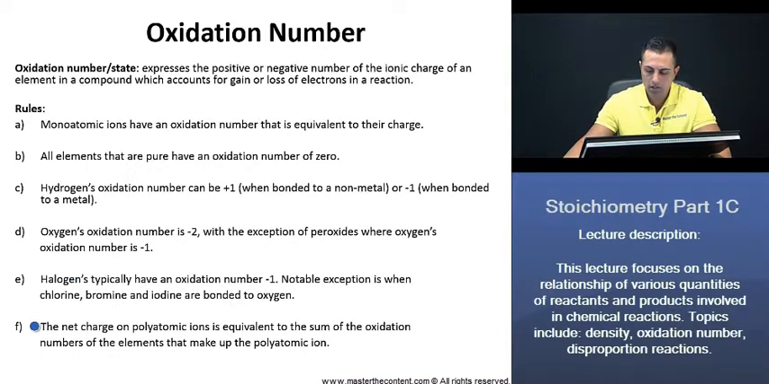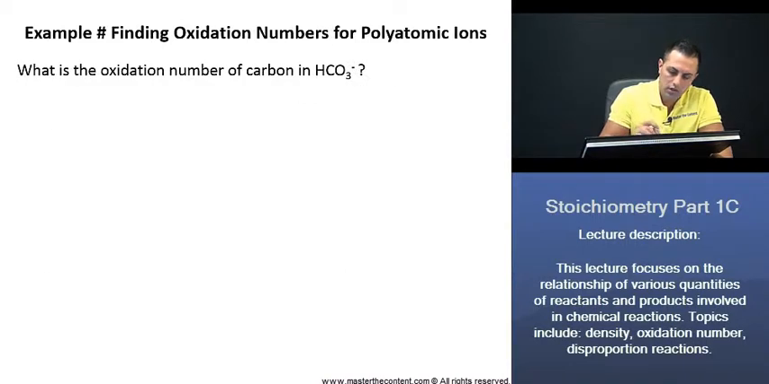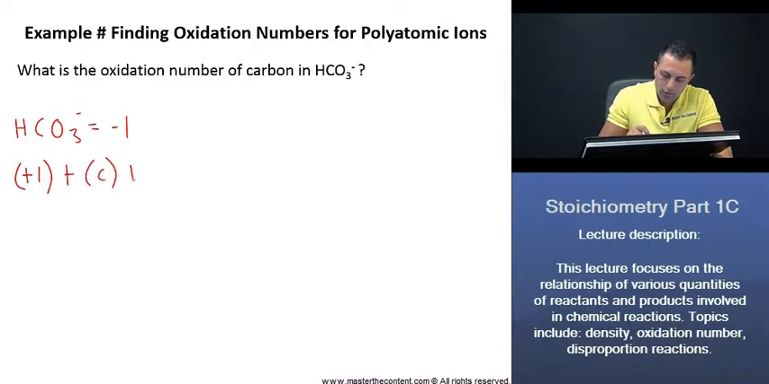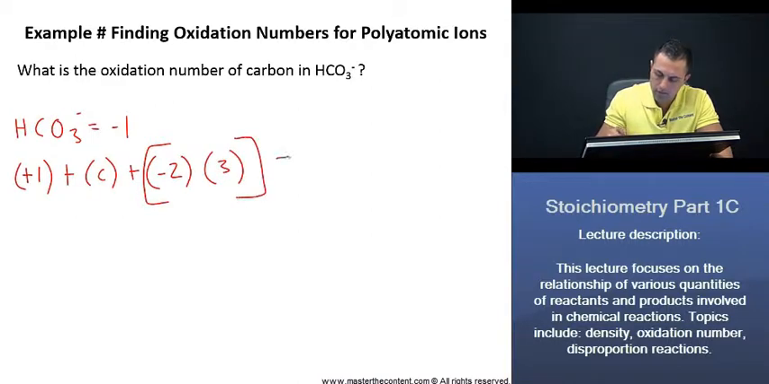The net charge on polyatomic ions is equivalent to the sum of the oxidation numbers of the elements that make up the polyatomic ion. Thus, here we know that for our bicarbonate, the sum of the oxidation numbers is going to be -1. We know the oxidation number for hydrogen is +1. Carbon is what we're after. Furthermore, we know the oxidation number for oxygen is -2, but we have to account for the 3 oxygens that we have, and that is all equal to -1.